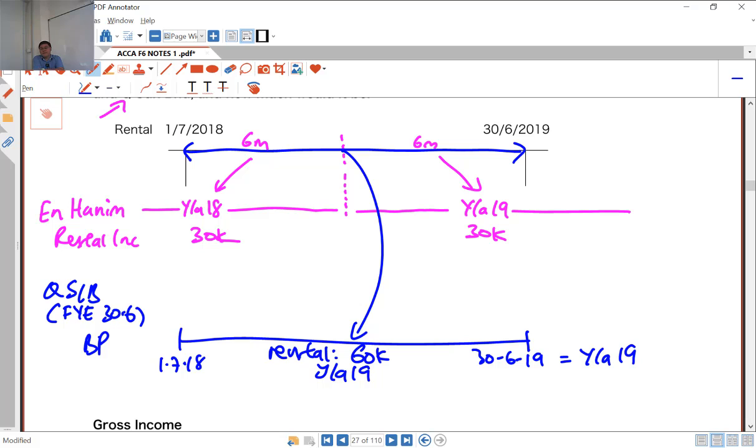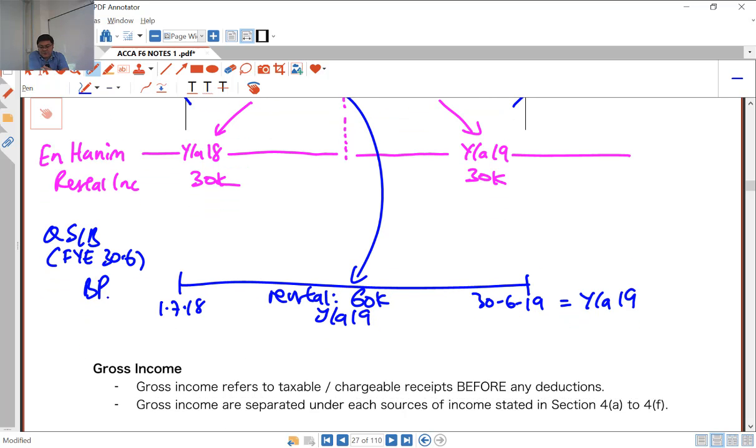But companies cannot keep on changing year end. That's why they don't always do that. But once in a while, they can change, okay? So they can change the year end and then their exposure will be different. Now, that's the first thing I want to let you know about the basis period.